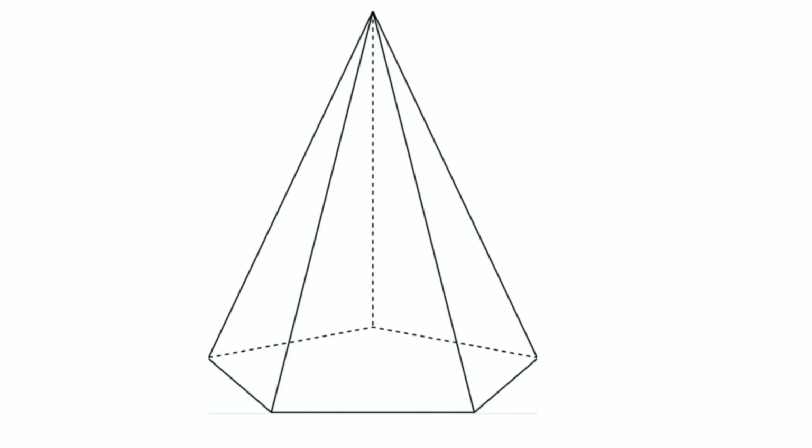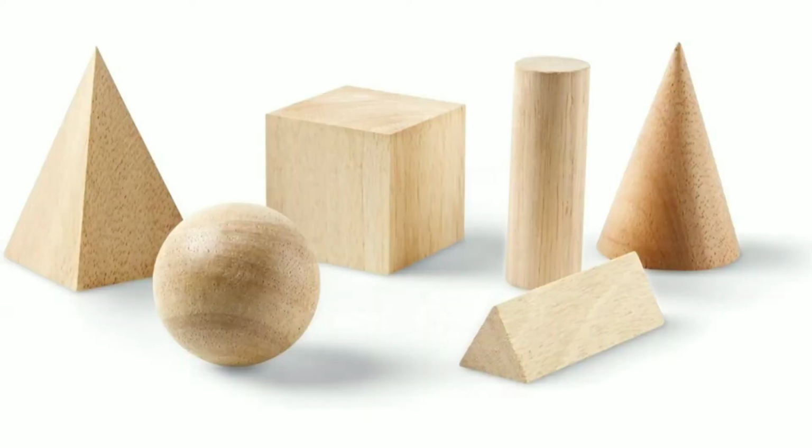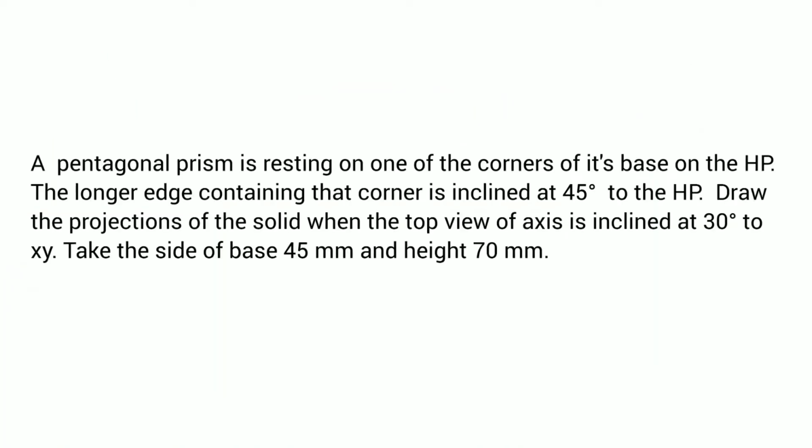When we talk about the pyramid, it is quite similar to a cone, because when you look from the front, it can be seen as a triangle. But when you look at the base of that solid, a polygon is observed at the base. So friends, we will be projecting these different solids with respect to the horizontal plane and vertical plane. So we'll see how we can project these solids. Let's start with the first problem.